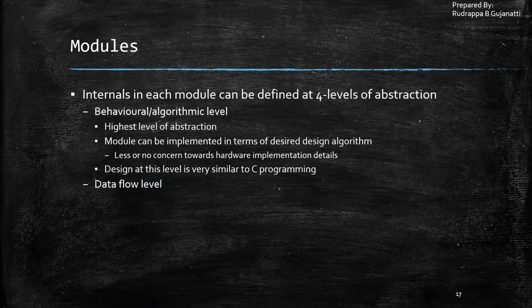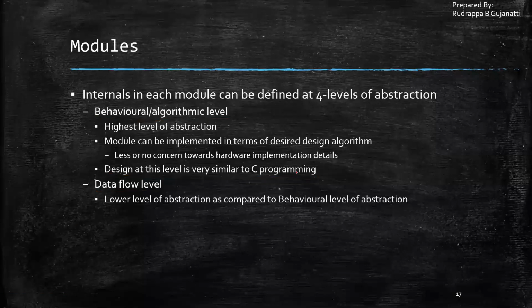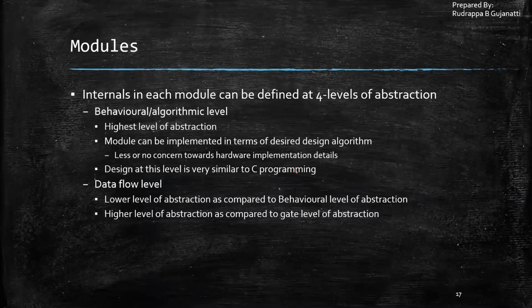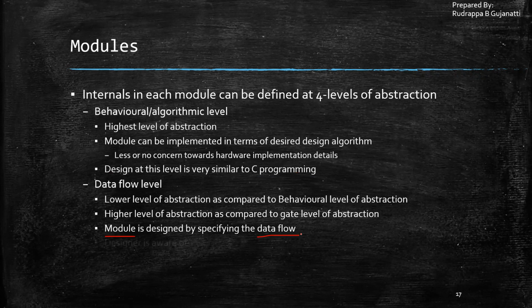Next, we have the data flow level. Data flow is a level of abstraction which is lower than behavioral, but higher than the gate level, or the structural level. It is a lower level of abstraction compared to the behavioral level, and a higher level compared to the gate level. In this one, the module will be designed by specifying the data flow.